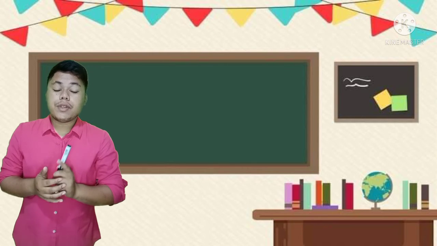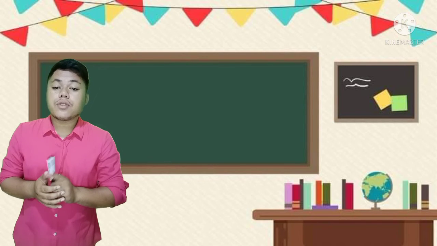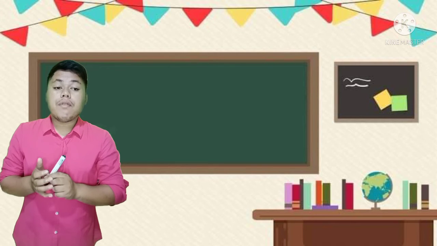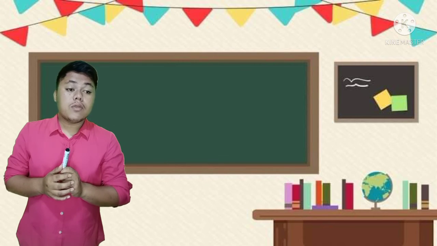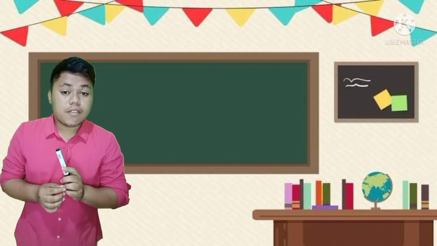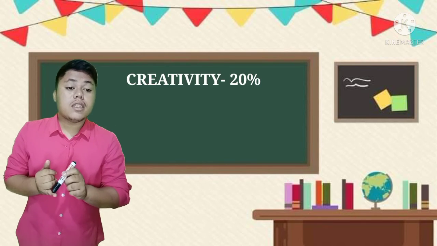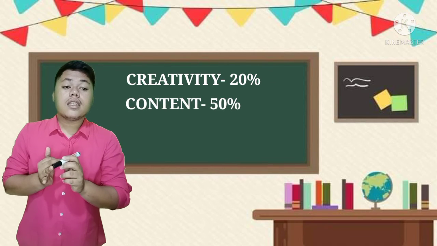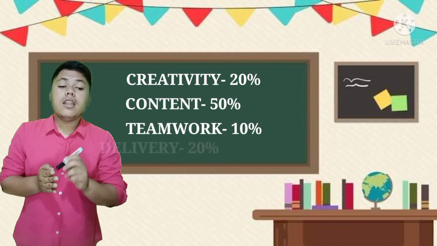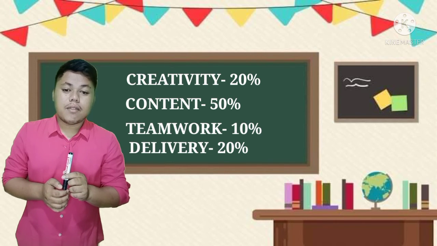So let's move on to our next activity. I will divide you into three groups, and every group should illustrate the shapes of bacteria by making a bubble map. Then every group should select one representative for reporting. The activity is graded according to the given rubrics. First, creativity 20%, content 50%, teamwork 10%, and delivery 20%, for a total of 100%.